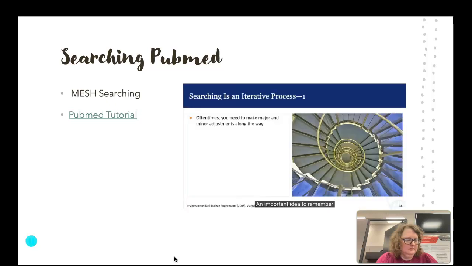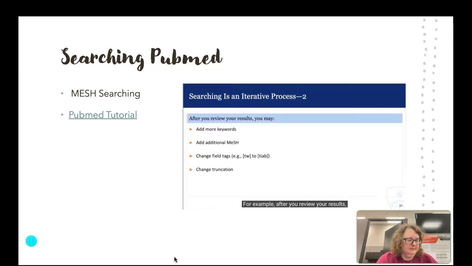An important idea to remember when searching biomedical databases is that searching is an iterative process. Oftentimes, you need to make major and minor adjustments along the way. For example, after you review your results, you may see more terms that you want to add or remove from your search. Or you may decide to change your field tags or use of truncation after you see what these are doing to the search.